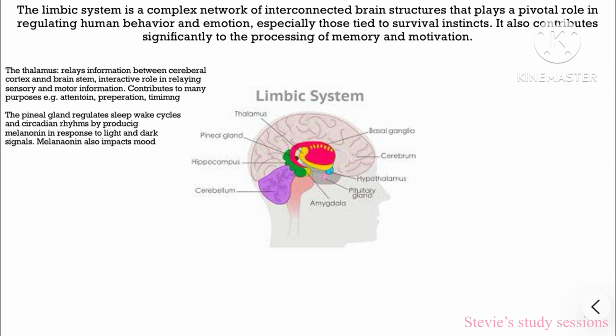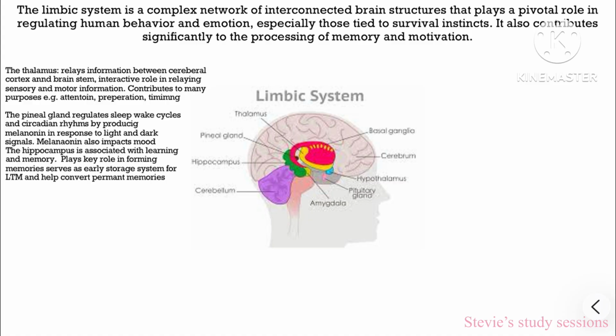The pineal gland regulates the sleep-wake cycle and circadian rhythms by producing melatonin in response to light and dark signals. Melatonin also impacts moods. The hippocampus is associated with learning and memory. It plays a key role in forming memories, serves as an early storage system for long-term memories, and helps to convert memories into permanent memories.